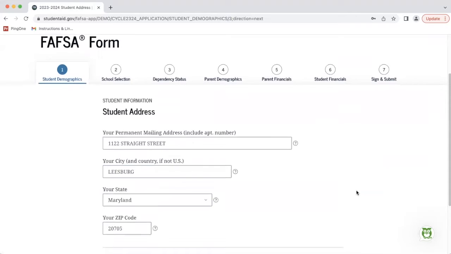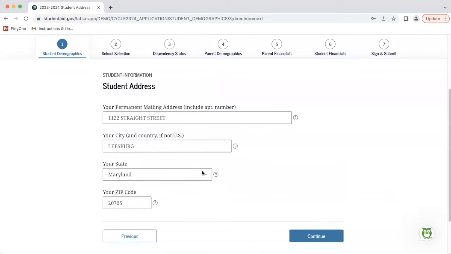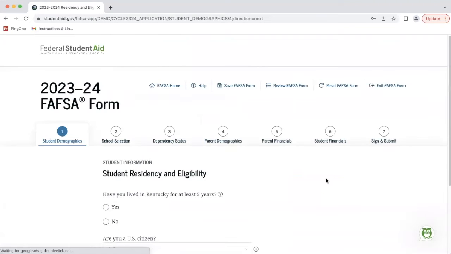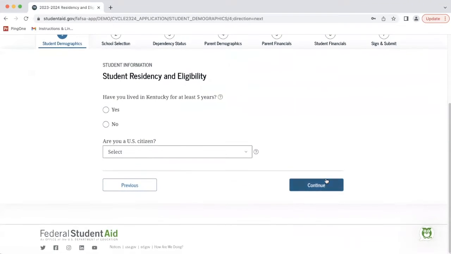The next page will ask you for your address. When you complete this for the first time, just make sure everything looks correct. Double check it because a lot of that information will pull in from what you put on your FSA ID.